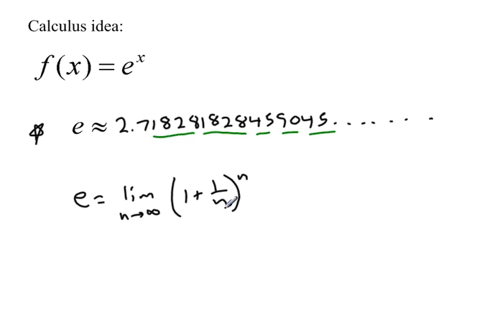Try that on your calculator. Put a number like 1,000 in place of n, and you'll get something very close to what we have up here. The bigger n is, the closer it will be to this decimal. That's the definition of E. Now why is it important?